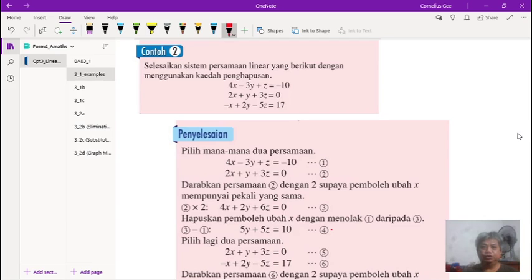Okay, we look at this contoh 2. Contoh ini mereka menggunakan kaedah penghapusan. They use elimination method. You can see that you have three linear equation, 1, 2, and 3. In this example, they decided to eliminate x, membuangkan, menghapuskan x. Bermula dengan persamaan 1 dan 2.